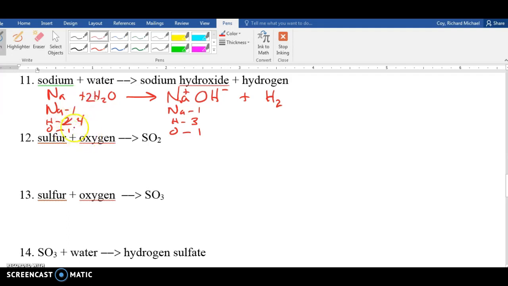4 hydrogens and 2 oxygens. So I need to fix my oxygen situation. So I'll put a 2 there, which gives me 2 oxygens. All right. But what's it do to my hydrogens? Now I have 2 hydrogens plus 2 for a total of 4, and I have 2 sodiums. My oxygens are good, my hydrogens are good, my sodiums are not. So I'll put a 2 there. 2. Everything's groovy.